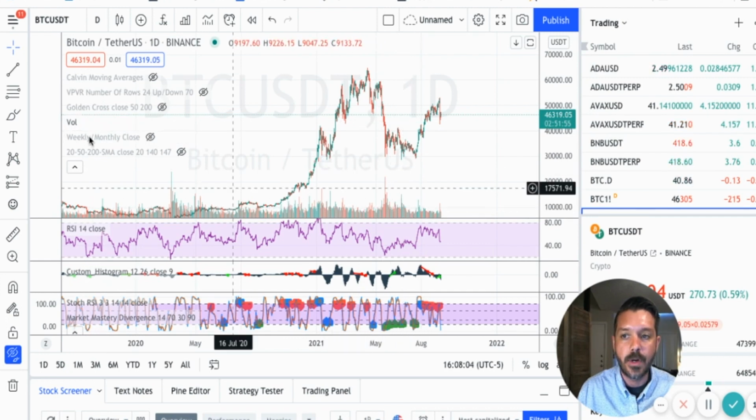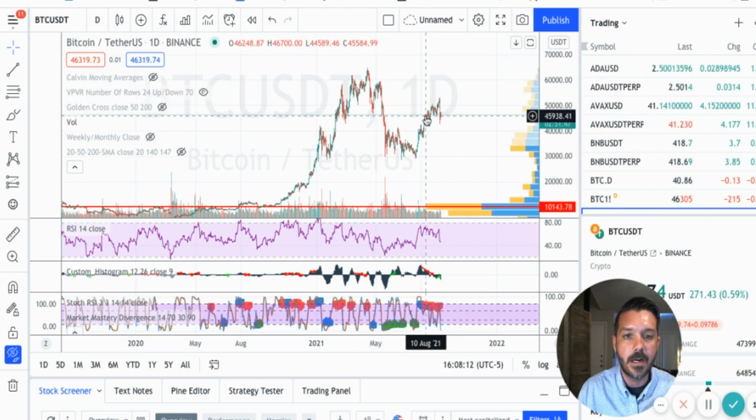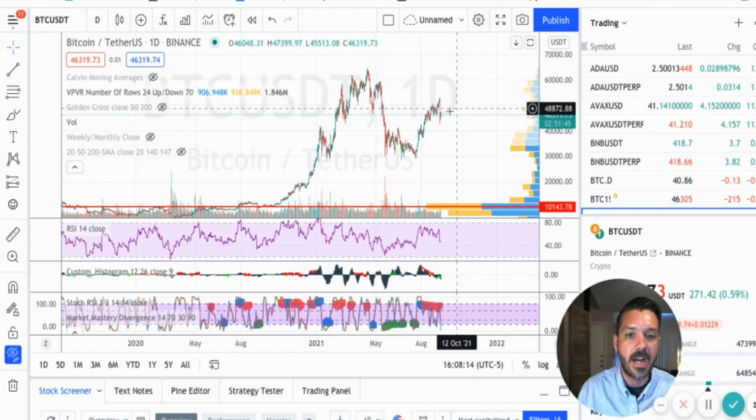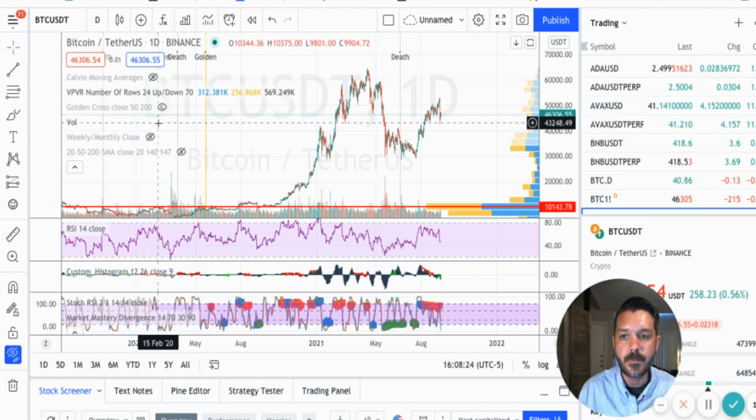And again, this volume is the daily volume, so it's volume based on the time period, while this VPVR is volume based on price action. So at each price level, how much volume was there. So these are similar indicators, except this one is for price action and this one is for time period.